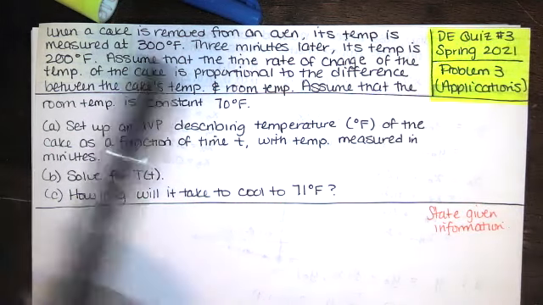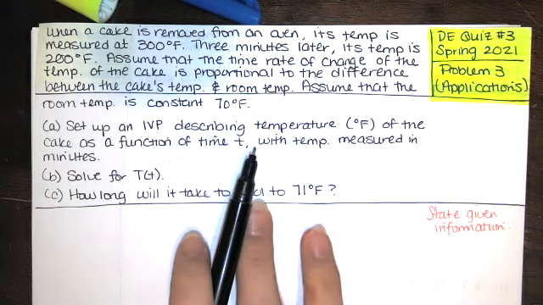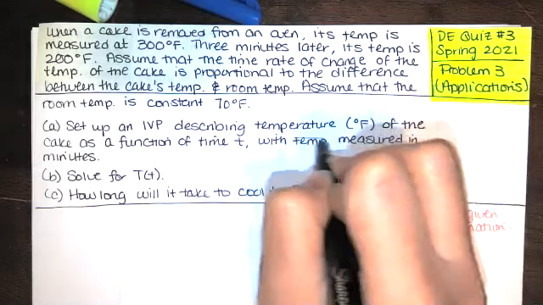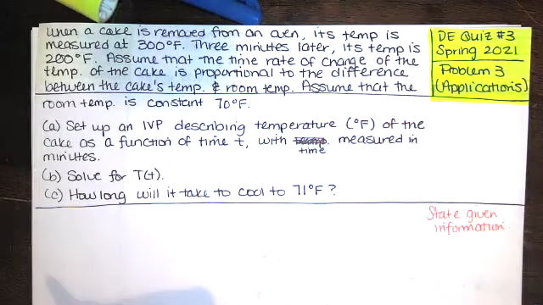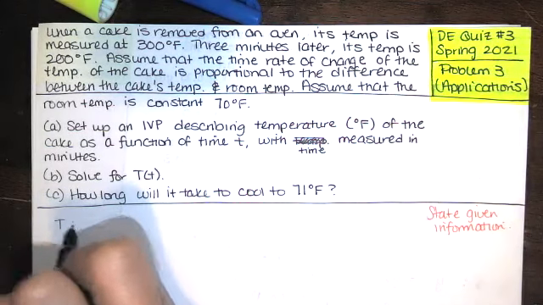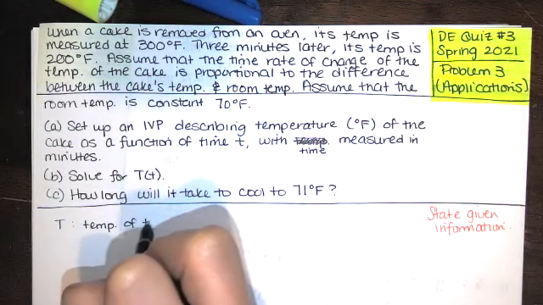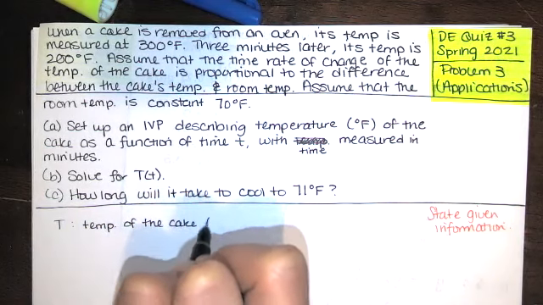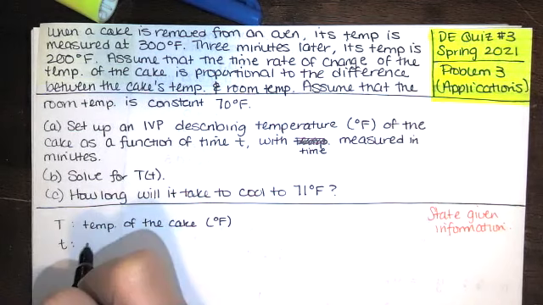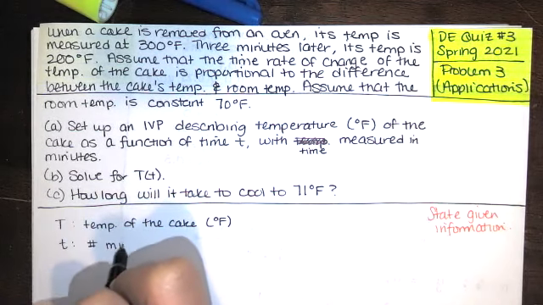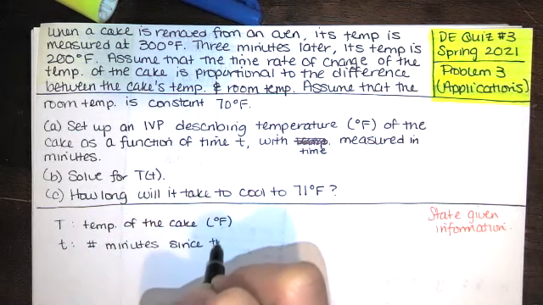Now remember, they're asking us for temperature in degrees Fahrenheit as a function of time, with time measured in minutes. Sorry about that. So capital T is the temperature of the cake in degrees Fahrenheit. Little t is the number of minutes since the cake was taken out of the oven.